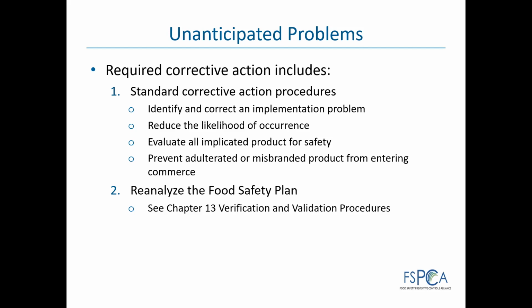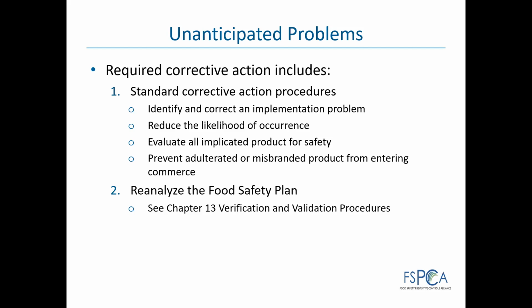If the machine is really not good, redo it. Buy a new one, or fix it. Evaluate all implicated product for food safety. Again, this depends on the level to which it is implicated. Last, prevent adulterated or misbranded product from entering commerce. Misbranded is easy, you just relabel it. However, it depends on how often that happens. If it really happens, then your labeling plan has to be redocumented. And if all these things happen really often, then the food safety plan should be reanalyzed.